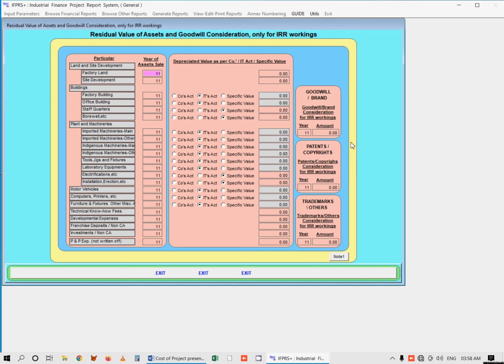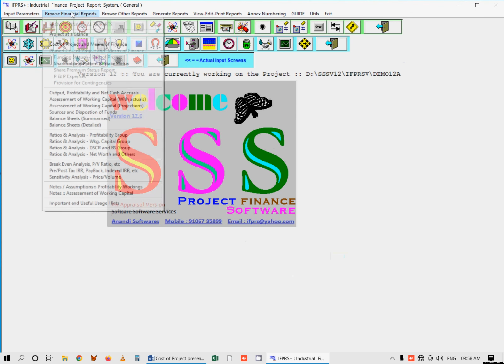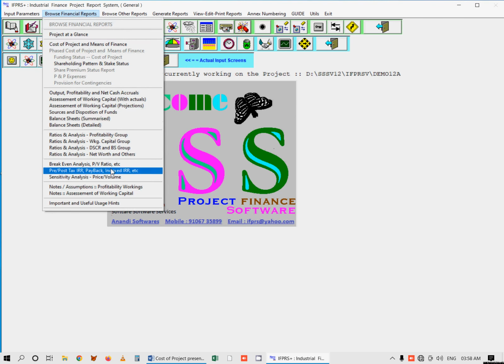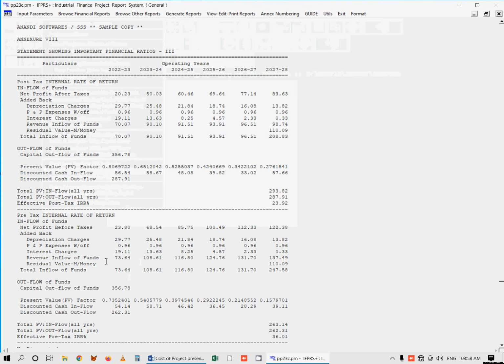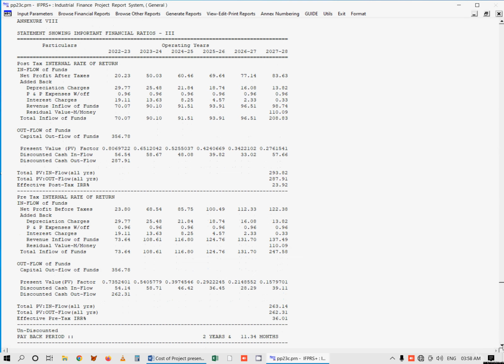You could even include therein intangible assets like goodwill, brand, patent, trademark, copyright, etc. With all these together, you are effectively enabled to get the proper and effective IRR, reflecting the correct picture thereto, either as a project IRR or equity IRR.